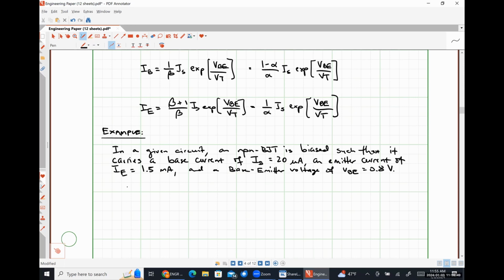I want us to find alpha, beta, and IS. So realistically, there are two ways that we can go about this. We can solve for alpha first and use that to solve for beta. We can solve for beta first and use that to solve for alpha. And then once we know either of those two quantities, we can then solve for IS. So do you want to solve for alpha first or beta first?